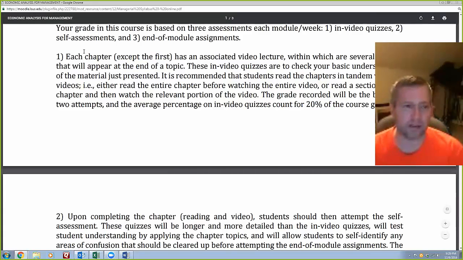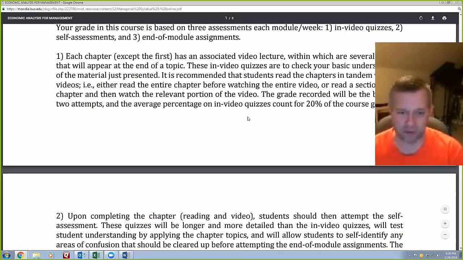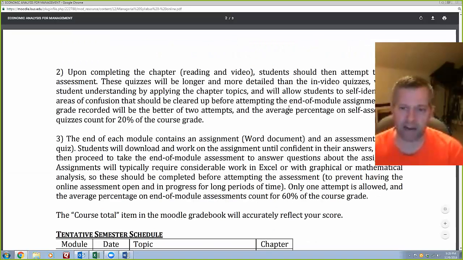So you'll see in each of these things, I have the same sort of wording each time. For the video quizzes here, the average percentage on your quizzes counts for 20%. For the self-assessments, the average percentage on your self-assessments counts for 20%. Here in the EOMs, the average percentage on those counts for 60%.